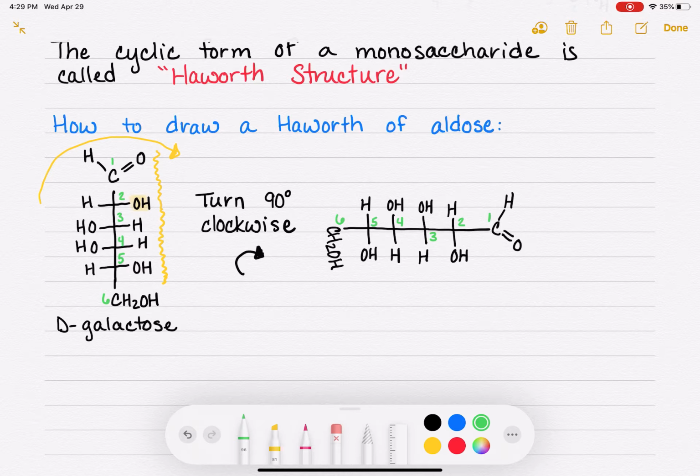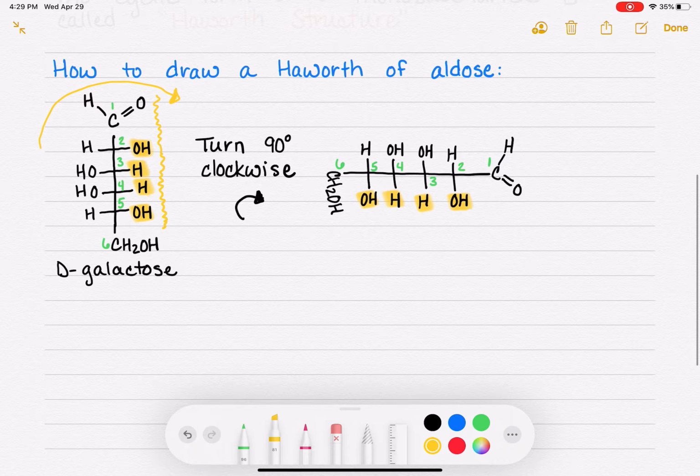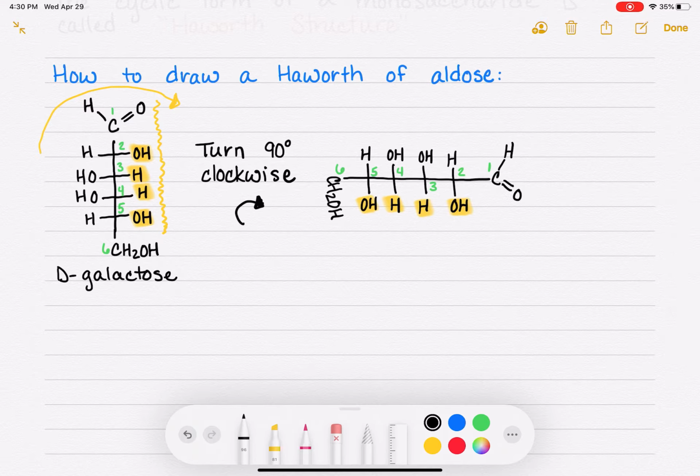Again, I cannot say enough: it's really important that you get all of your substituents on carbons 2, 3, 4, 5 going in the right direction when you do this turn. For carbon number 1 and carbon number 6, it's not going to matter where things point, but for 2, 3, 4, 5, it always matters. Once you get it turned on its side, then you are going to transfer that into the template for an aldose in the Haworth structure.